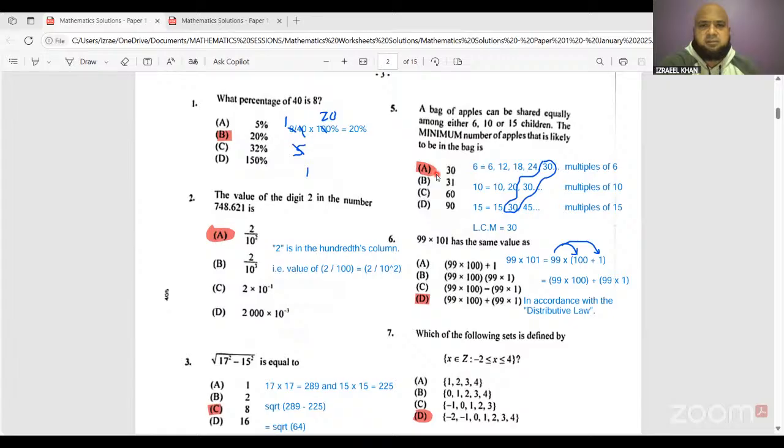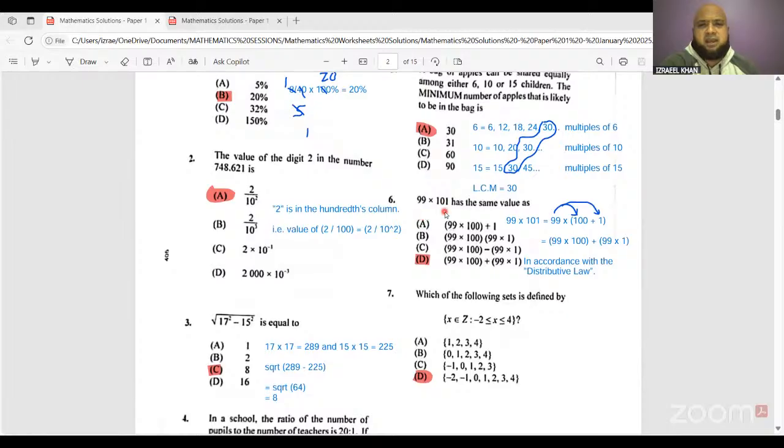That is E. Number 6: 99 by 101 has the same value as... Well, for those who are listening and watching this, one way of dealing with it is to break down the 101 into 100 plus 1. So 99 by 101 becomes 99 by 100 plus 1, in accordance with the distributive law, which you can research in your spare time; it comes up all the time.